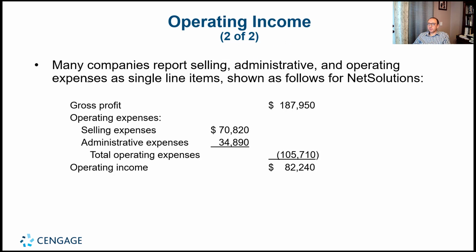So for operating income, many companies report selling, administrative, and operating expenses as a single line item shown as follows. So we have these two values added together and then subtract the total operating expenses to get the operating income as follows.